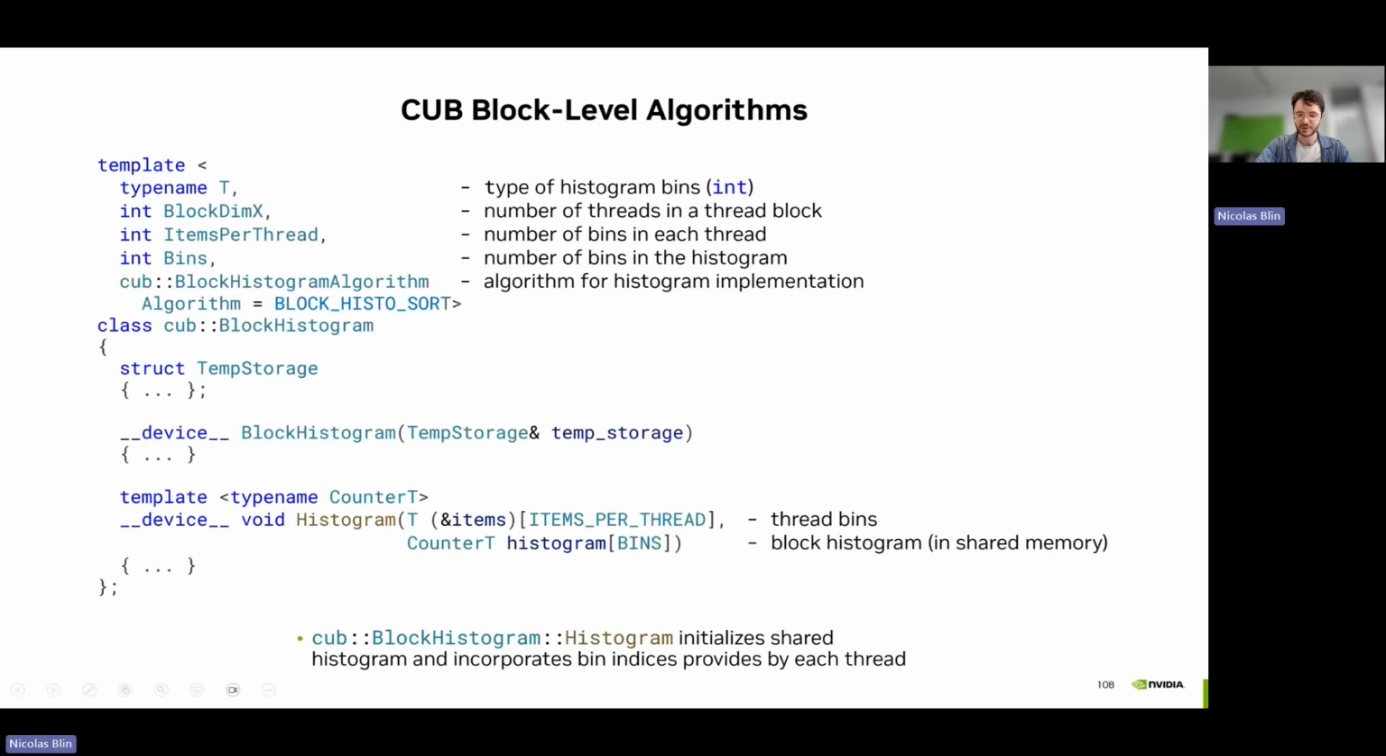This block histogram algorithm has a few template parameters. First we have to specify the type of the histogram, so in our case it's an int. Then we need to specify the thread block size, so in our case it's 256. Then we need to specify how many bins each thread is going to contribute to. And lastly, we have to specify how many bins we have in our histogram. The usage of this cooperative primitive is similar to what we have just seen in the reduction case.